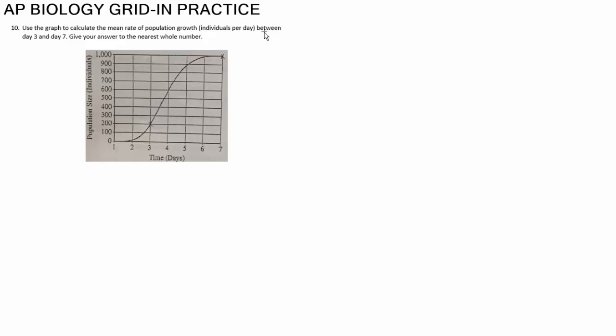Number 10 is a graph analysis. We're given a graph showing us population size changing over time, and it's simply asking us to calculate the mean rate of population growth, which is represented by individuals per day between days 3 and 7. To do this, I'm simply going to think about the rate as being the change in the population divided by the change in time.